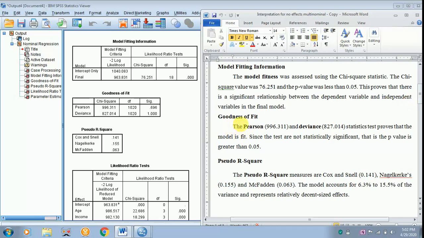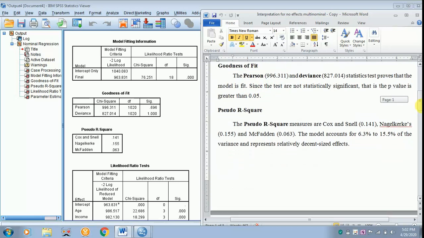Now next, in the case of goodness of fit, both the statistics prove that the model is fit because the p-value is greater than 0.05. Now your pseudo R-square accounts for 6.3% to 15.5%. So it represents a relatively decent effect size.